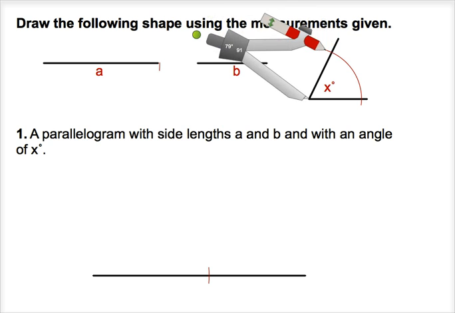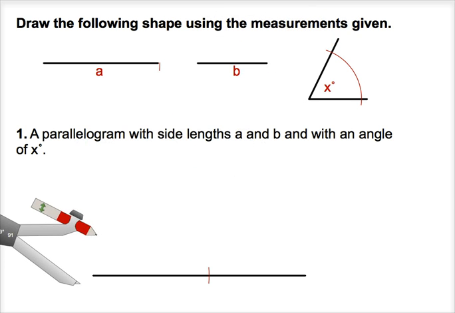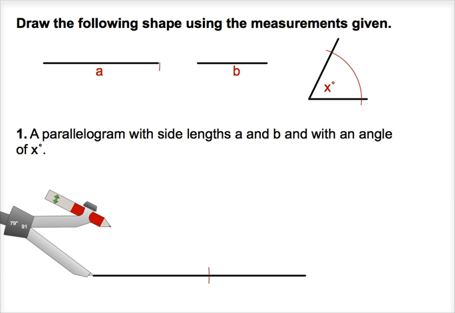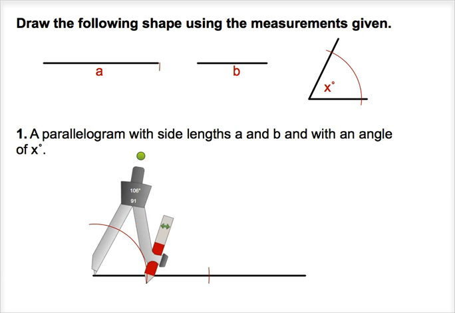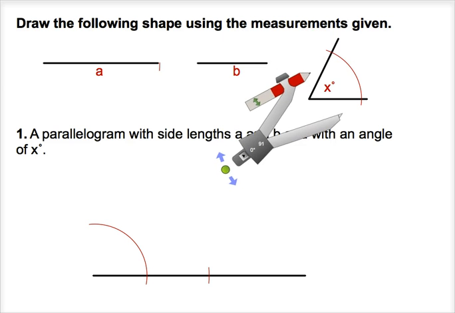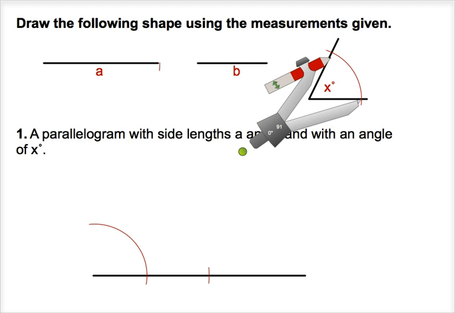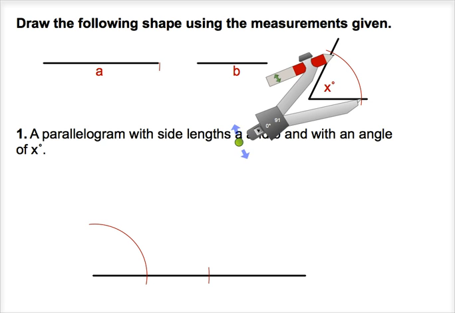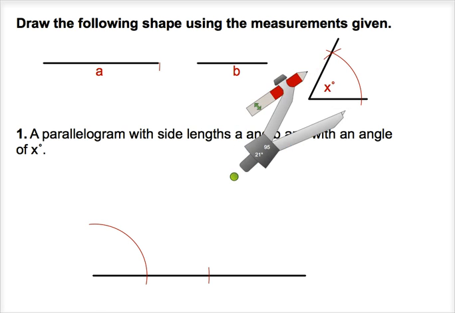And I know to copy an angle, the first thing I do is I swing an arc across the angle I'm trying to copy. So I'm going to transfer that over here. And the next thing I need to do is I need to measure how big is the opening to this angle. So I open up my compass to find where did the arc intersect the sides of the angle. And as close as I can get, looks like it's right there.